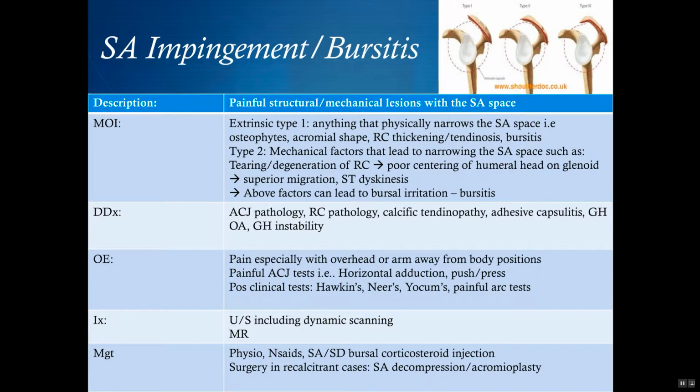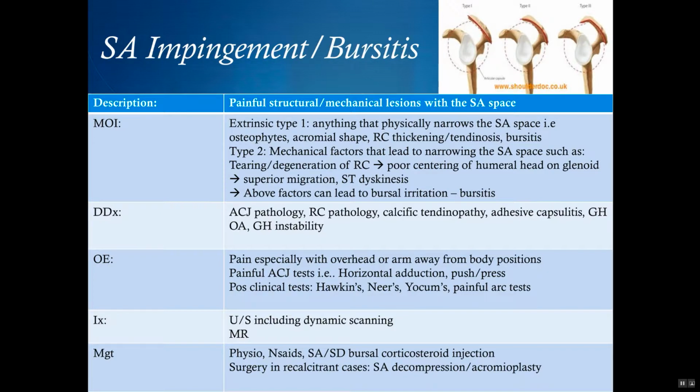Next, we will talk about subacromial impingement or bursitis. Now, this is a painful structural and mechanical lesion within the subacromial space. We can classify this into two groups: an extrinsic type, which essentially means anything that physically narrows the subacromial space, for example, osteophytes, the shape of the acromion, rotator cuff tendinosis, or bursitis, would lead to impingement of the rotator cuff tendons as they pass in the subacromial space.